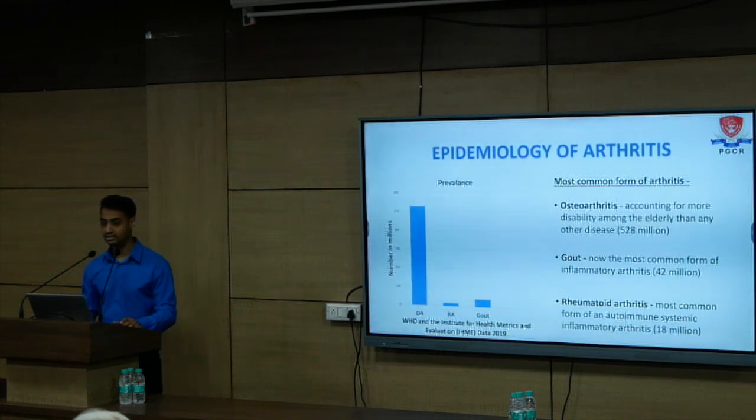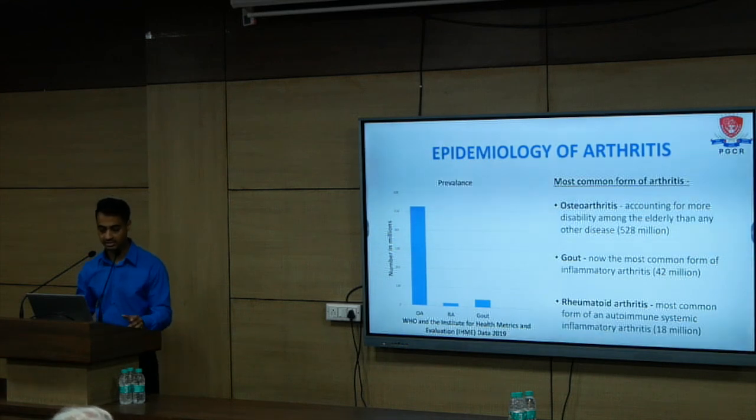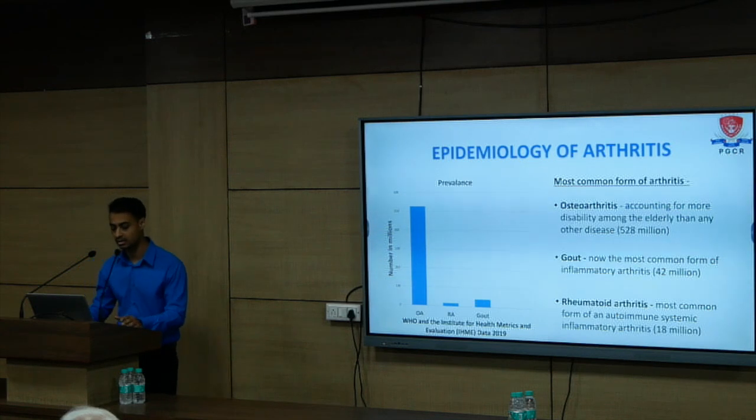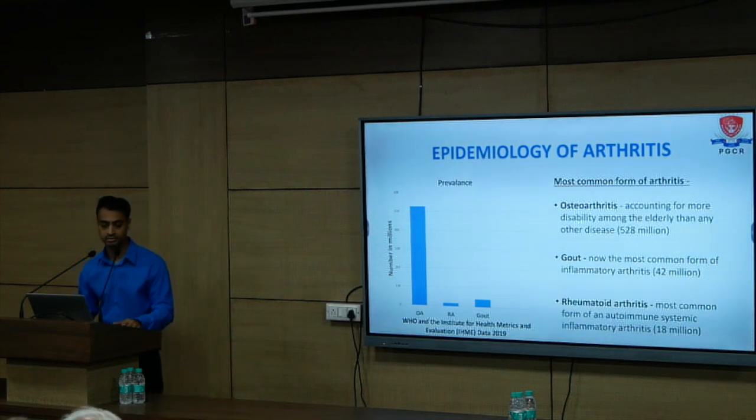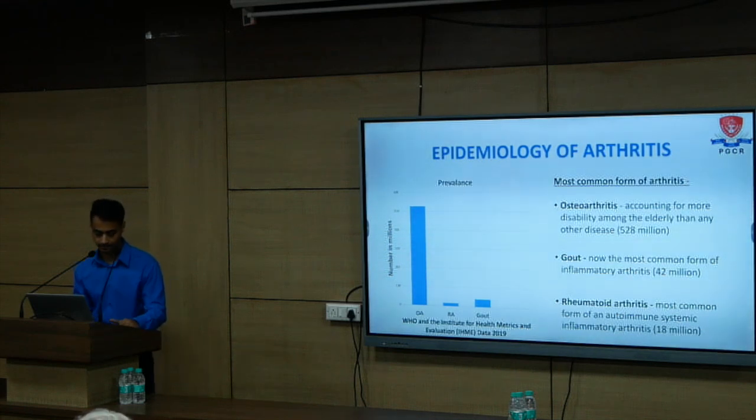If we divide just the arthritis, we see that osteoarthritis had the largest number, with roughly 528 million. A thing to note here is, although the number is high, not all patients of osteoarthritis are in need of rehabilitation, or not all patients are symptomatic. So their numbers are usually high. Gout, which is now the most common form of inflammatory arthritis, amounts to 42 million, and rheumatoid arthritis, which is the most common form of autoimmune systemic inflammatory arthritis, amounts to 18 million.